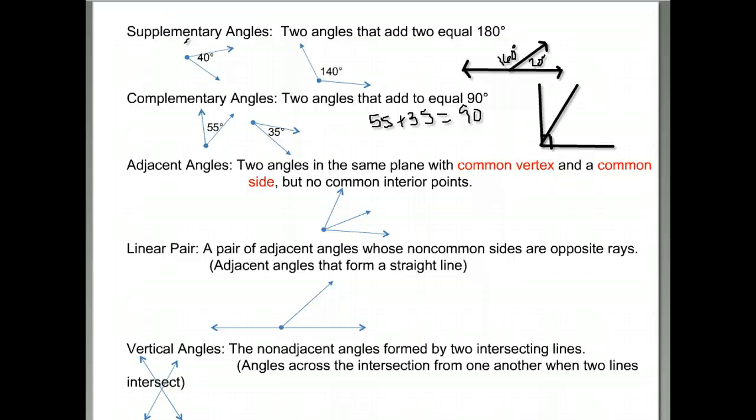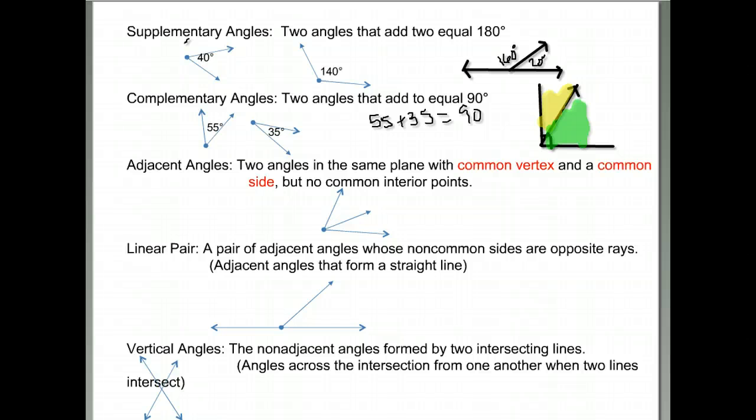Okay, so let's say we have a right angle and we have two angles inside of that. Okay, so this angle here and this angle here are complementary. We're pretty good on complementary and supplementary. Does anybody have any questions about those at all? No. Okay.